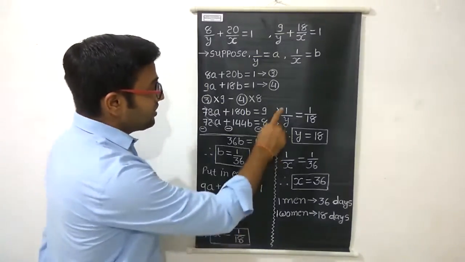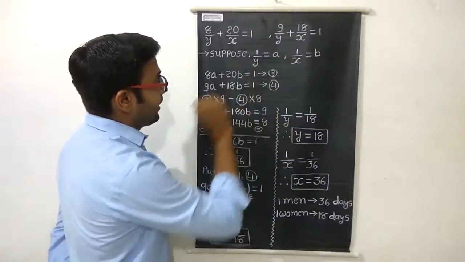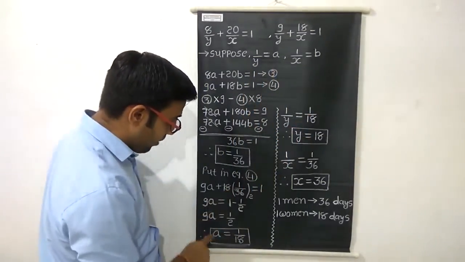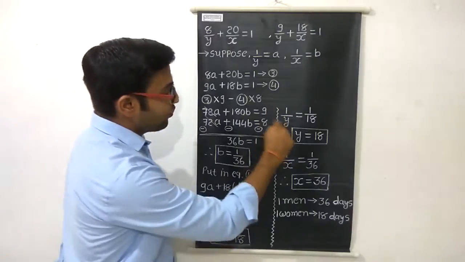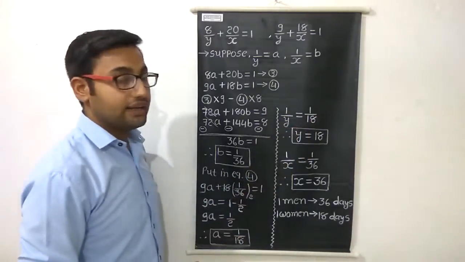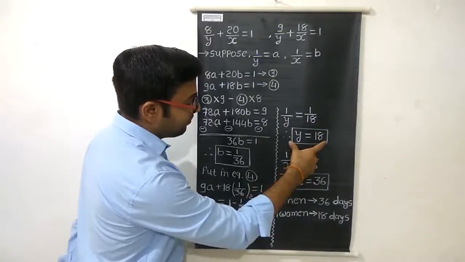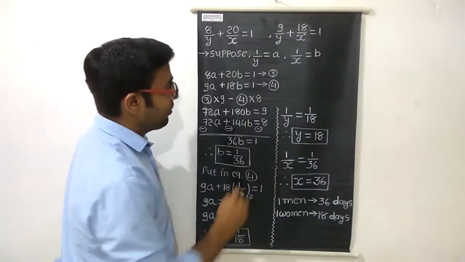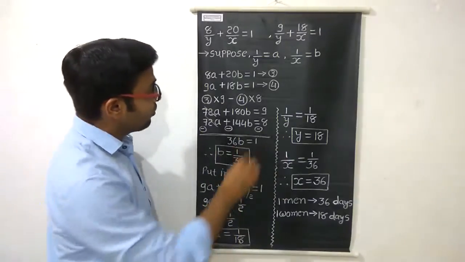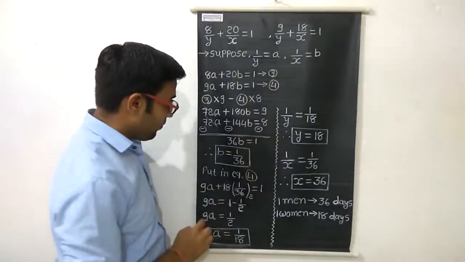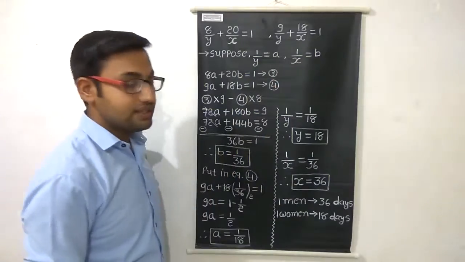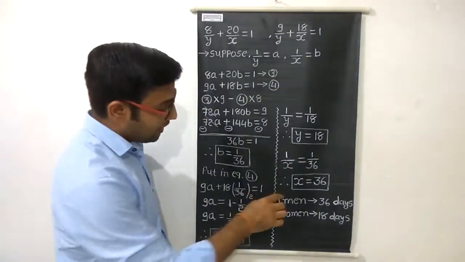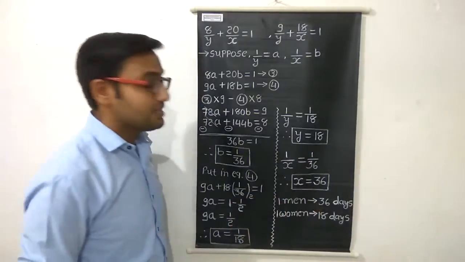Now 1 upon y we have supposed is a. So 1 upon y is equal to a, and a is equal to 1 upon 18. So 1 upon y is equal to 1 upon 18. So the value we get here is y is equal to 18. In the same way, what have we supposed 1 upon x to be? 1 upon x we have supposed is equal to b, and the value of b is 1 upon 36. So 1 upon x is equal to 1 upon 36. Again we get the value of x is equal to 36.